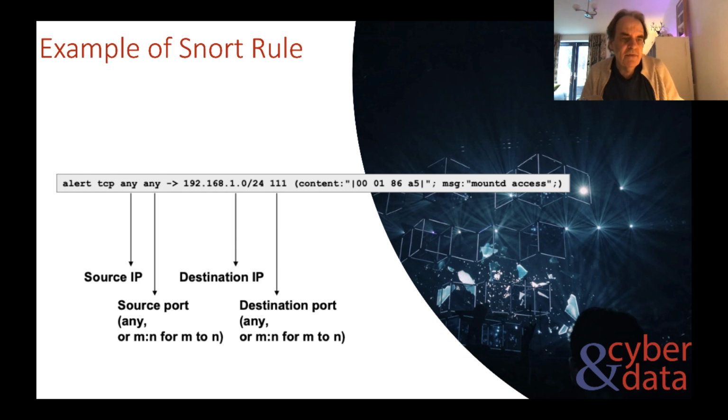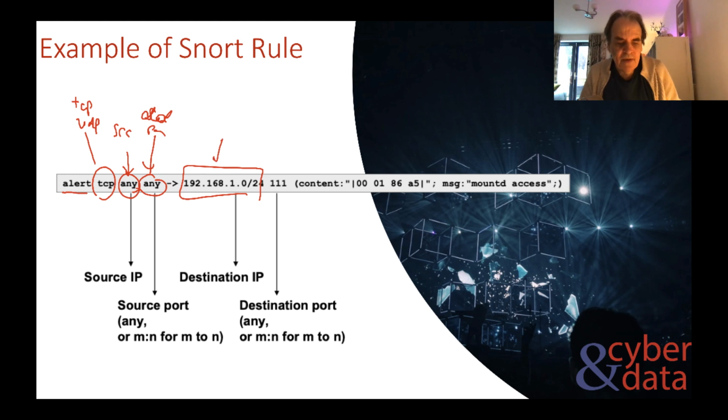The rules themselves are fairly simple, and we see an alert. Then we define the protocol. The protocol can be TCP or UDP here. We then define the source address and the source port. So this is the port number, and this is the IP address. Then we identify the destination IP address and the destination port.